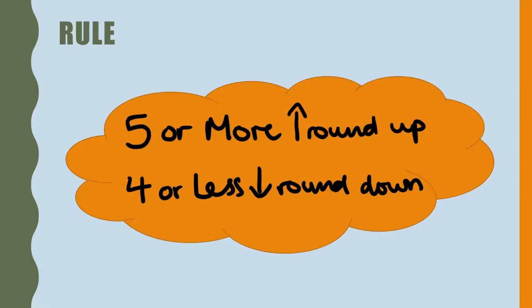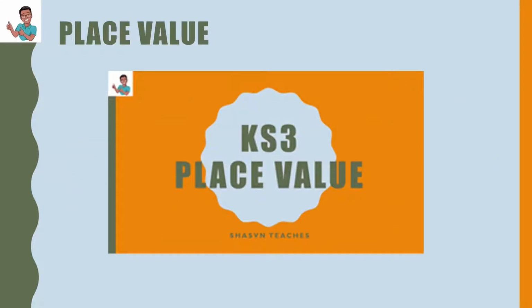One is that when we have a number 5 or more, we round up, but if we have a number 4 or less, we round down. Okay. In order to do this lesson, make sure you watch my video on place value.